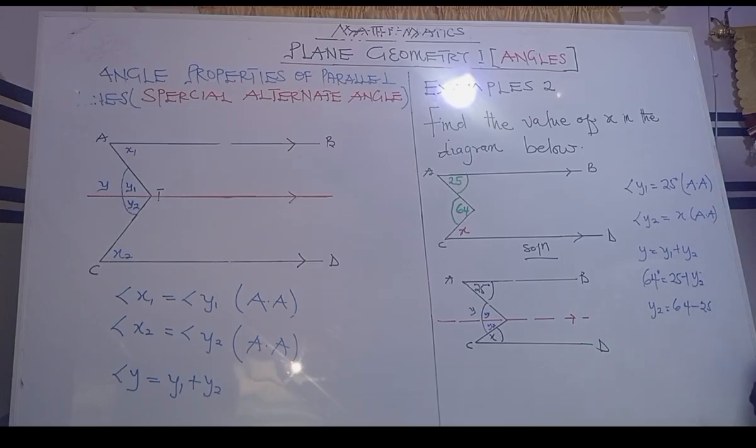Are you following? So we can say that our y2 is equal to how many degrees? 39 degrees. But we have already established that y2 is equal to x. Therefore, our x is equal to 39 degrees. Very, very simple.